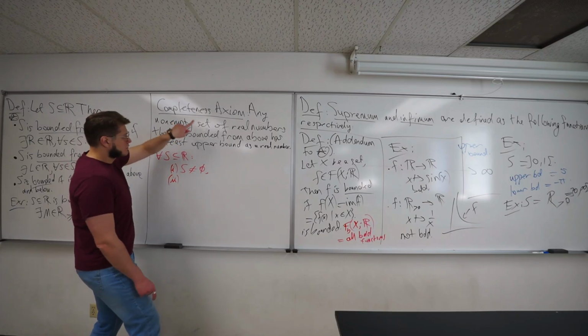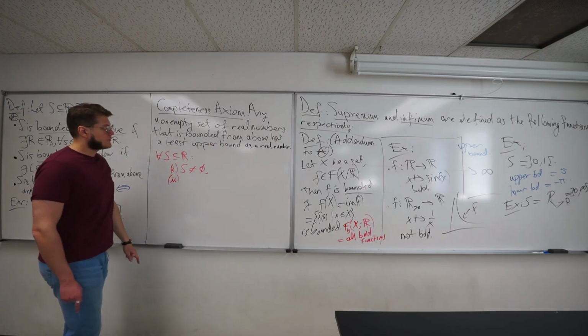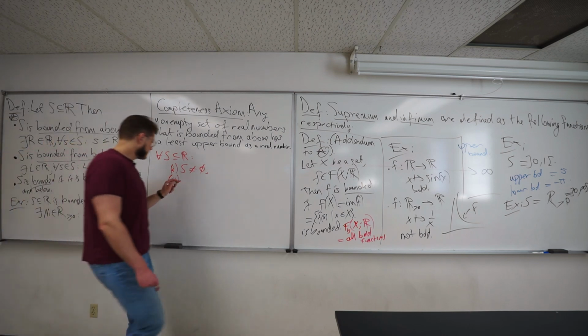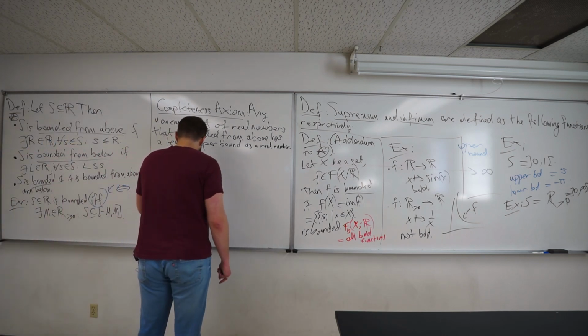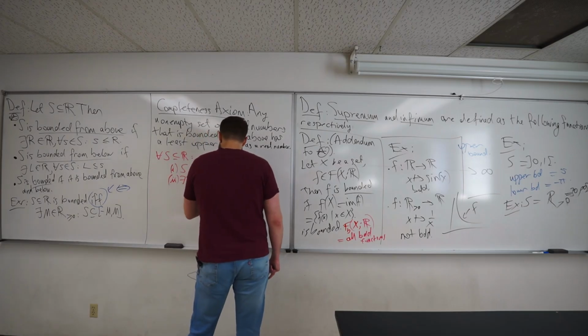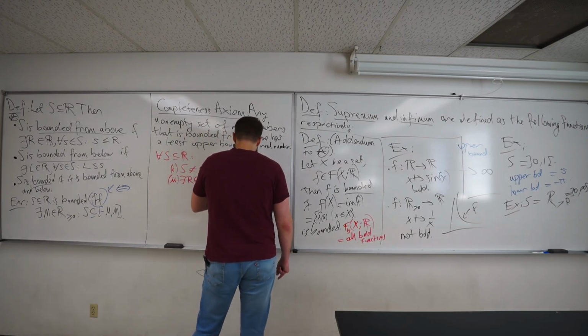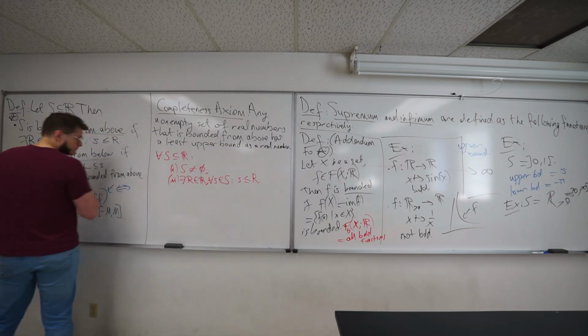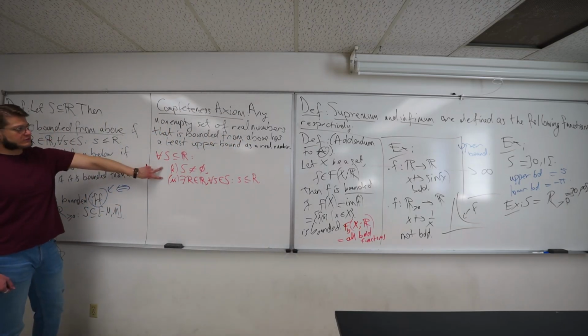Non-empty. I need to say it is bounded from above. What am I going to do? I'm going to just write this. There is an R in R such that for any S in S, S is less than or equal to capital R. These are my two assumptions.